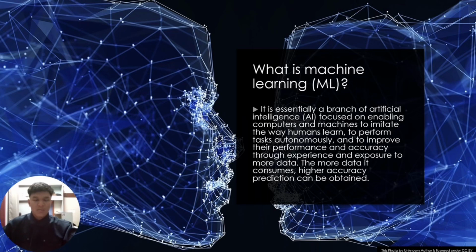Today we will be talking about machine learning. So what is machine learning? Machine learning is essentially a branch of artificial intelligence which focuses on enabling computers and machines to imitate the way humans learn and to perform tasks autonomously.